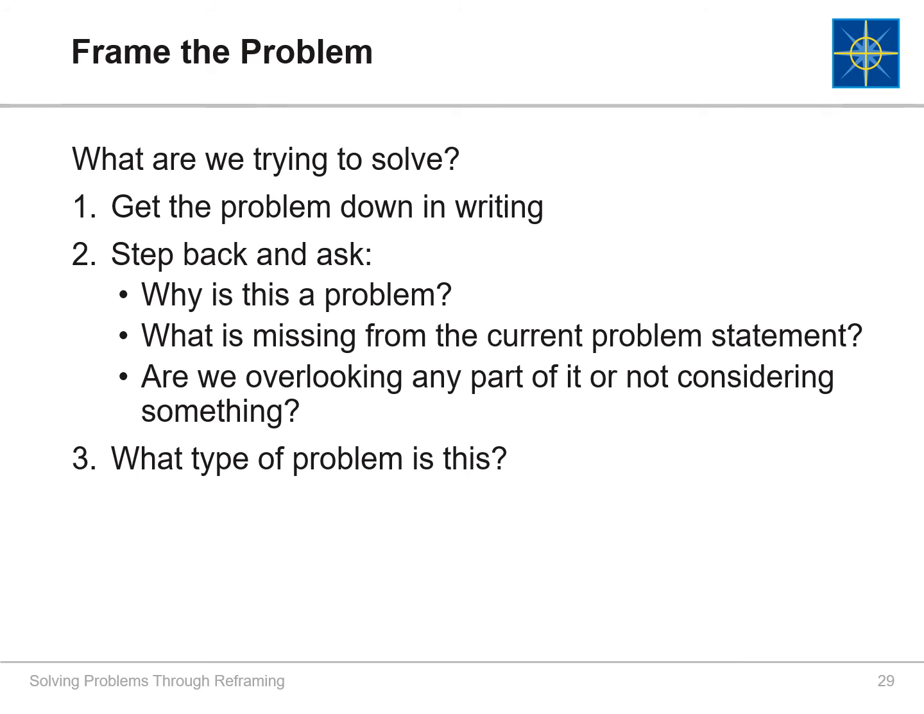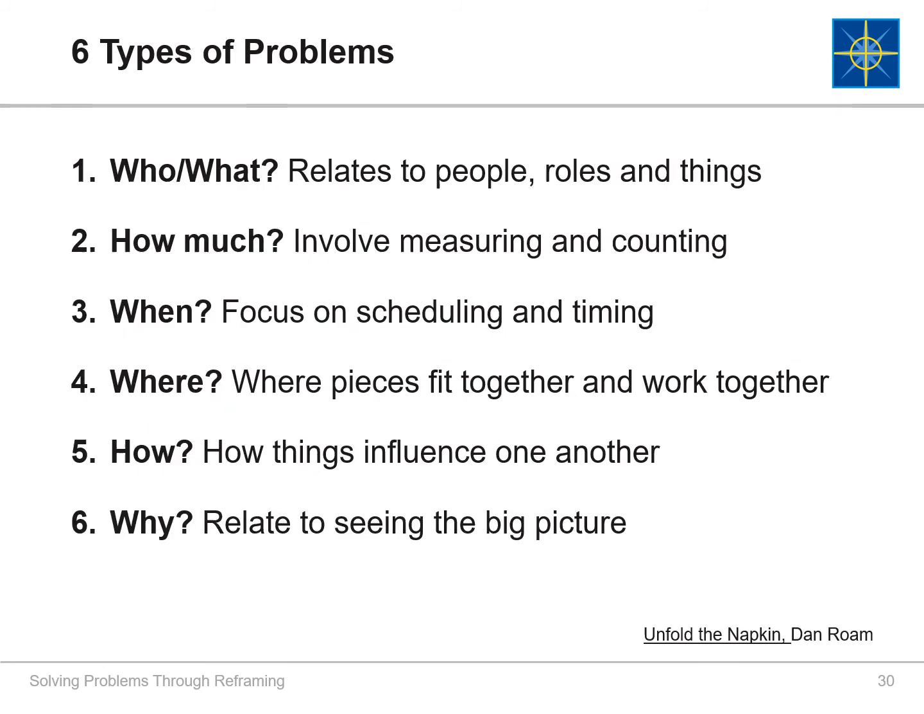2. Step back and ask, why is this a problem? What is missing from the current problem statement? Are we overlooking any part of it or not considering something? 3. What type of problem is this? In his book, Unfold the Napkin, Dan Rome says that there are basically 6 types of problems.